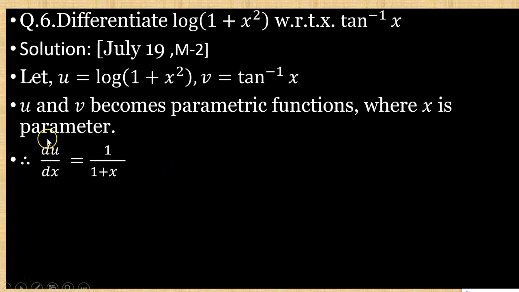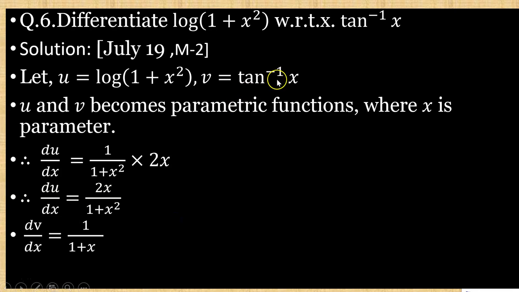du by dx is equal to derivative of log of (1 plus x square), 1 upon 1 plus x square into derivative of 1 plus x square. Derivative of 1 is 0, of x square is 2x. Therefore, du by dx is equal to 2x upon 1 plus x square. dv by dx, that is the derivative of tan inverse of x, is 1 upon 1 plus x square.